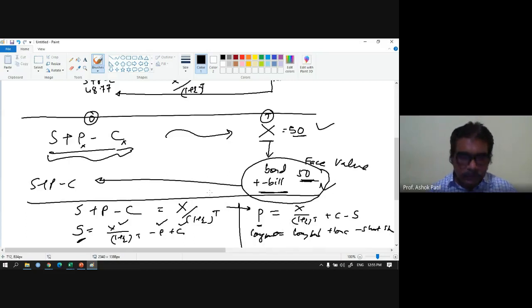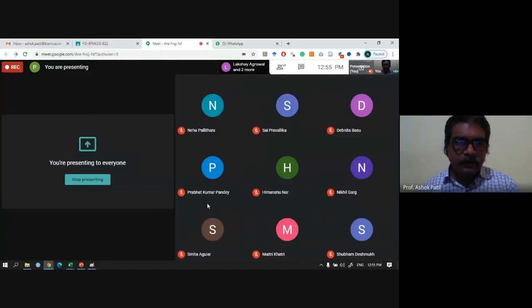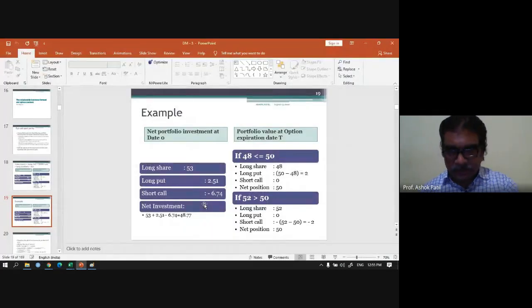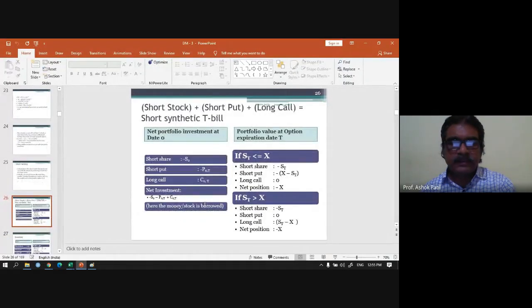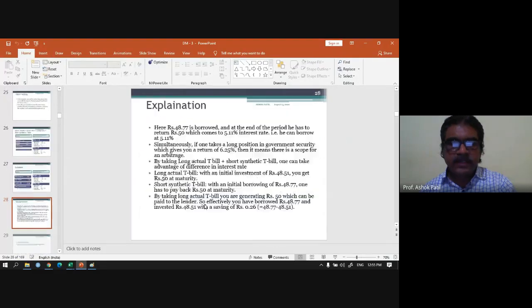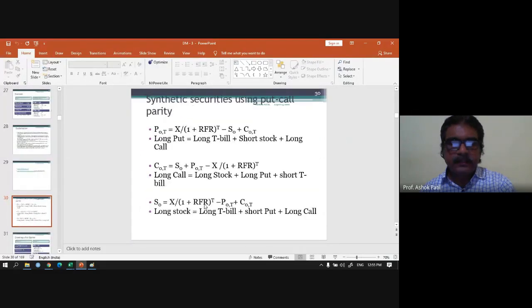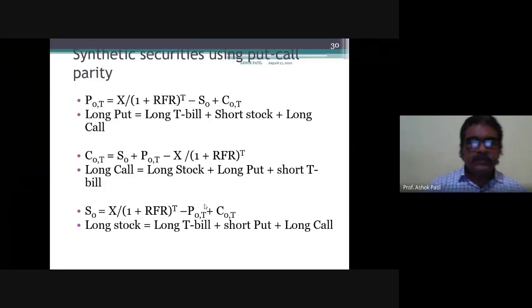So these are called generating synthetic ones, which is nothing but the part we will be looking at next. We can see short stock plus all that. This is the fixed one, and then you can generate this. This is how it is going to be used. You can generate a long put by taking a long position in T-bill, short stock, and long call. A long call can be generated by long stock plus long put plus short bond. So you can see that all this is coming from the put-call parity equation.